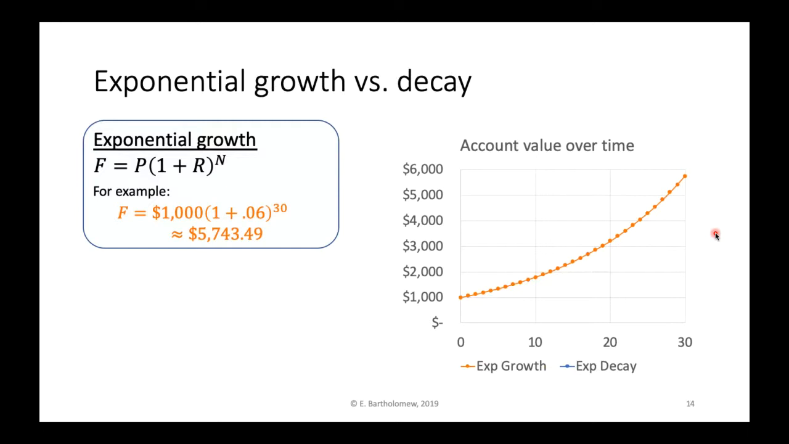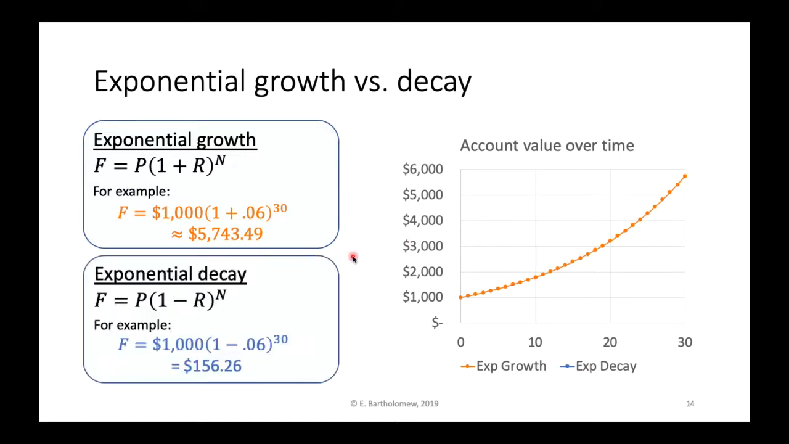Now, this is, of course, where the interest rate is positive, which is normally what you would expect, and you're getting a positive return over long periods of time. But there are situations where you might actually have negative returns or a loss somehow, and in that case, let's just say we had negative 6% for 30 years. So we'd use essentially the same formula, but instead of plus 0.06, we'd use minus 0.06. And we take that to the 30th power, and we get a number much less than 1,000, 156.26. And if we graph it, it will go to here.